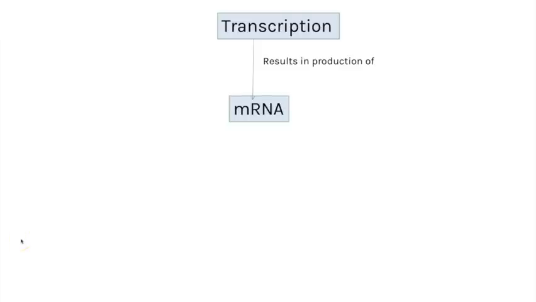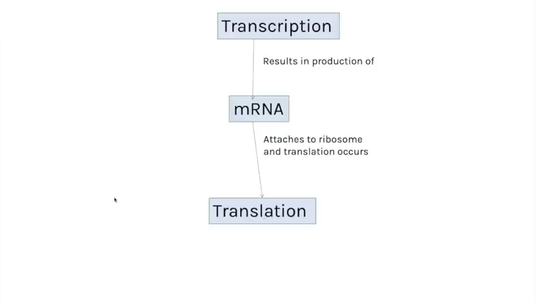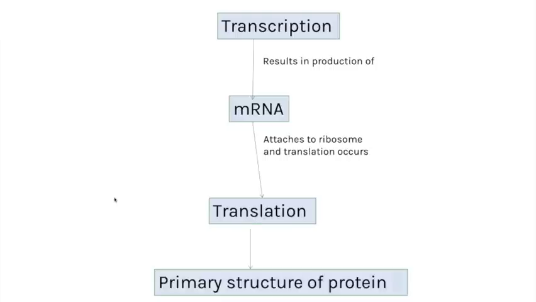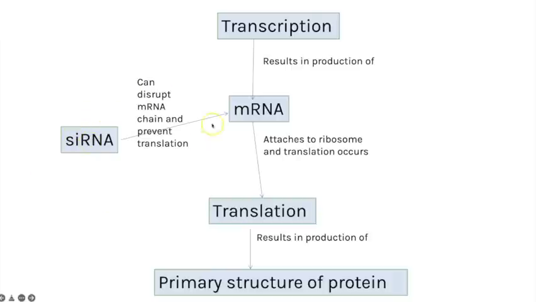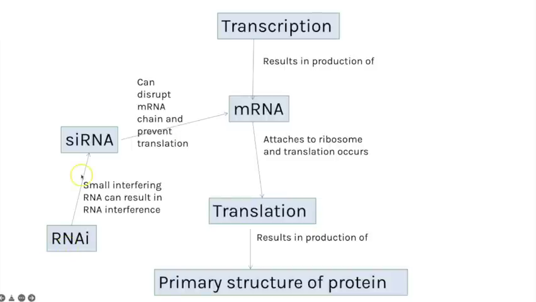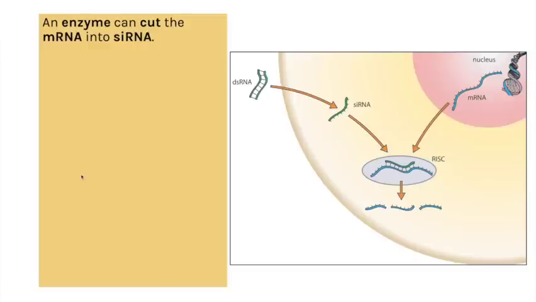Transcription results in the production of mRNA, and mRNA is then used in translation by attaching to a ribosome, and that creates the primary structure of a protein, or the polypeptide chain. However, if there is small interfering RNA, that can disrupt the mRNA that's been created and destroy it, and therefore it prevents translation from occurring. And this is what we mean by RNA interference. So small interfering RNA results in this interference. So that's just a concept map to show you how this all links together.